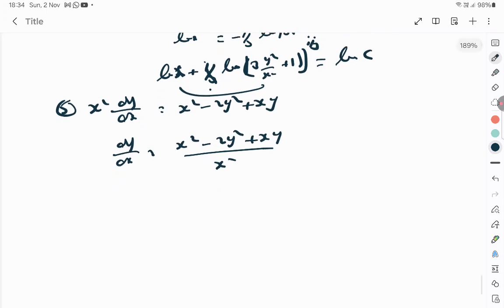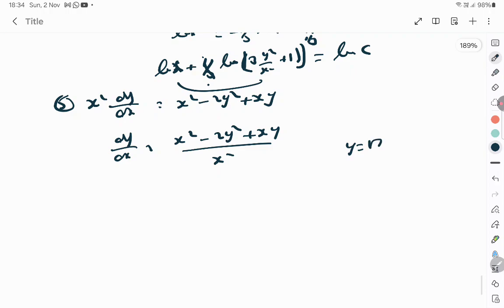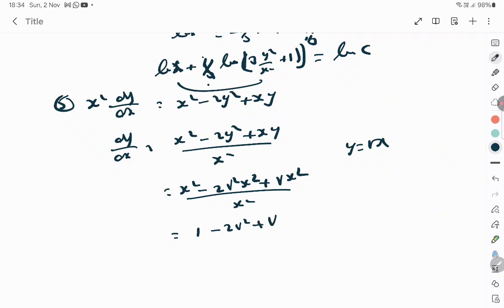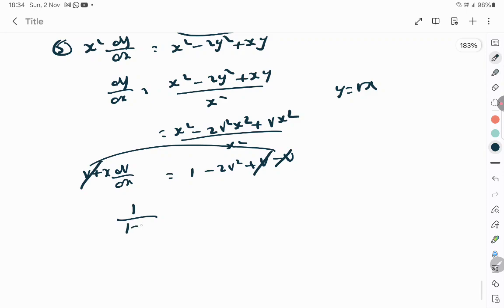So then let's put y is equal to vx, x square minus 2 v square x square plus v x square by x square, so that x square throughout will get cancelled. 1 minus 2v square plus v. That's all. You can write this as v plus x into dv by dx, and the v goes to the other side. v and v get cancelled. So it becomes 1 minus 2v square into dv is equal to 1 by x into dx.